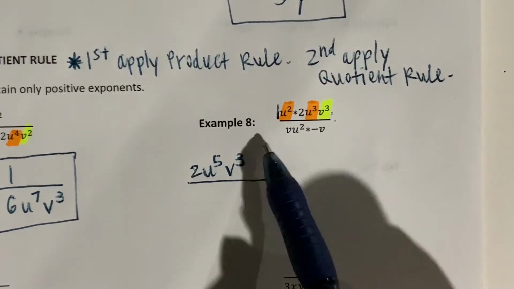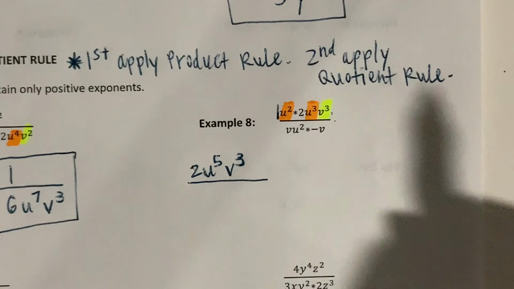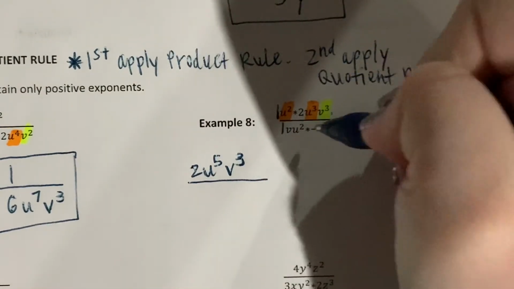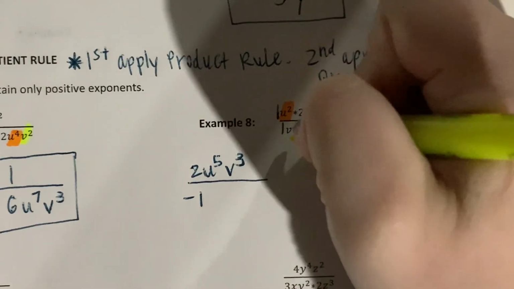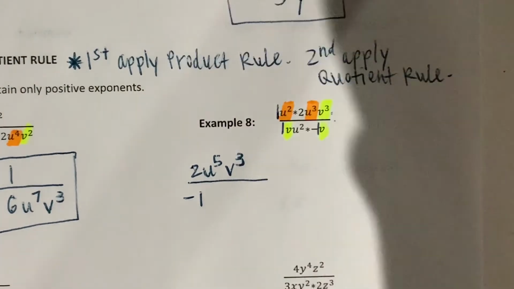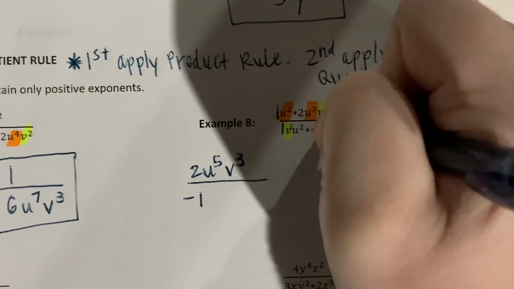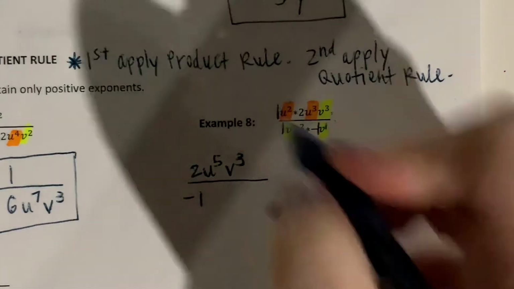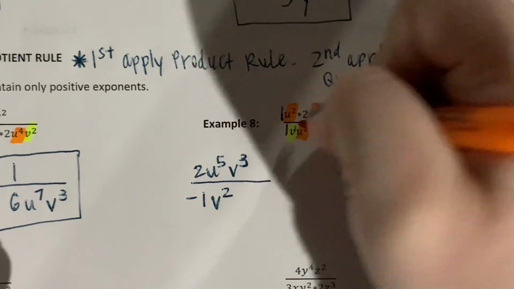Now I can move on to the bottom and I can do my product rule in the bottom. So I have a term times a term. 1 times -1 gives me -1. And I see that I have, let's see, v times v, or that's like saying v to the first power times v to the first power. That will give me v squared. And then I've got this u squared by itself.